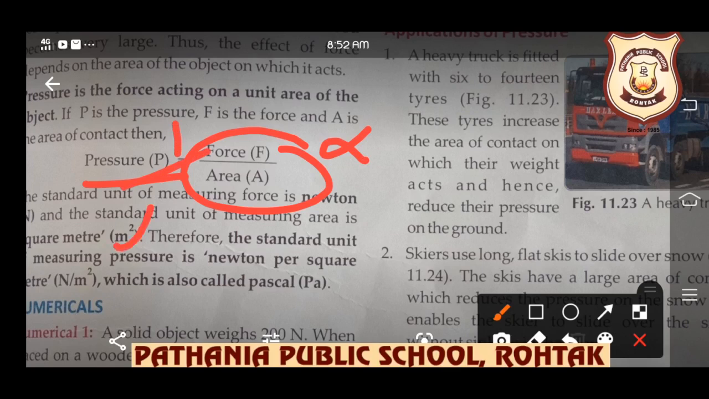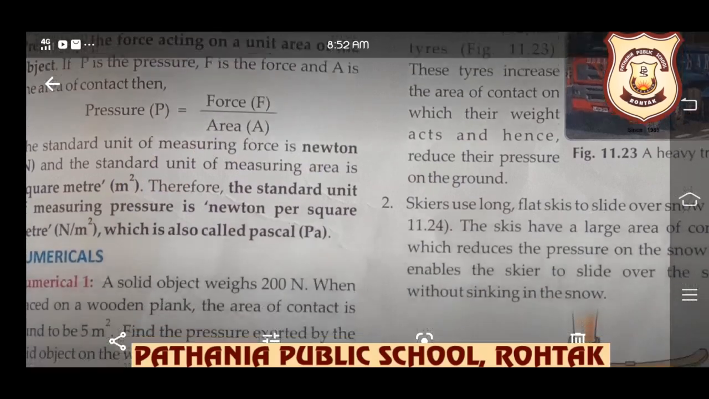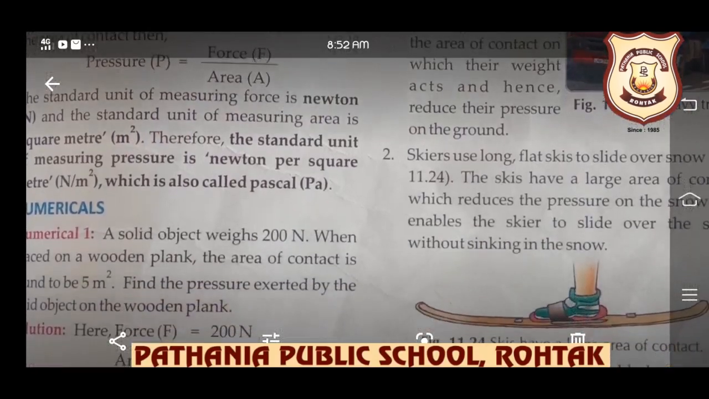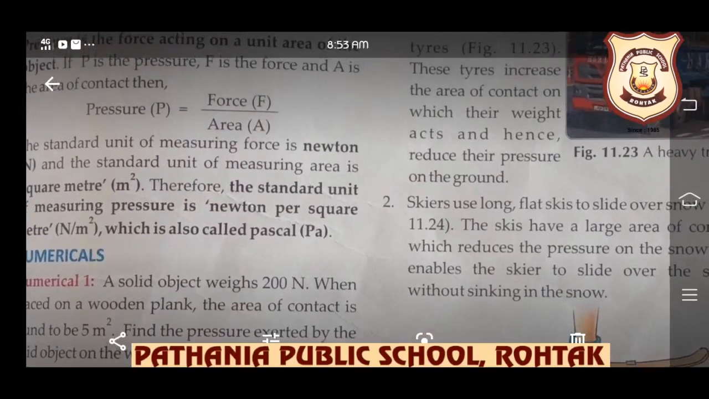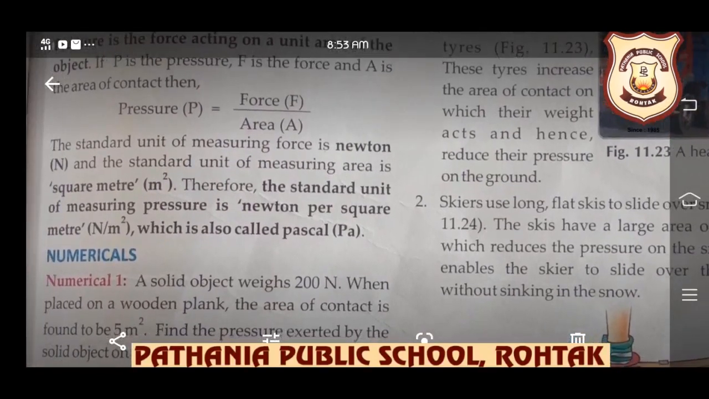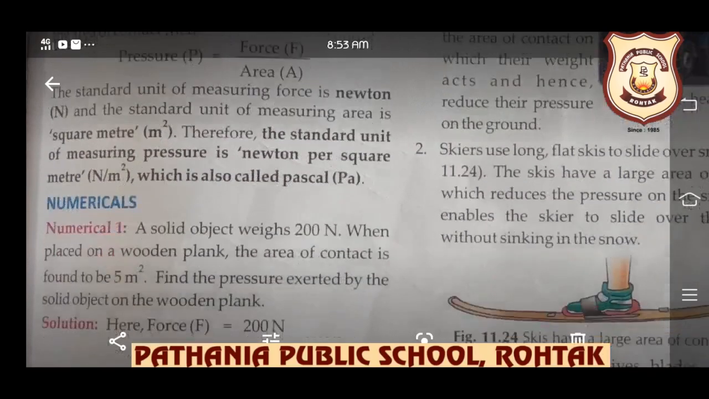See beta, if I am talking about pressure, what does pressure say? It is force upon area. Force is directly proportional to pressure. What does it mean? If force increases, pressure also increases, but it is inversely proportional to area. If area increases, pressure decreases.